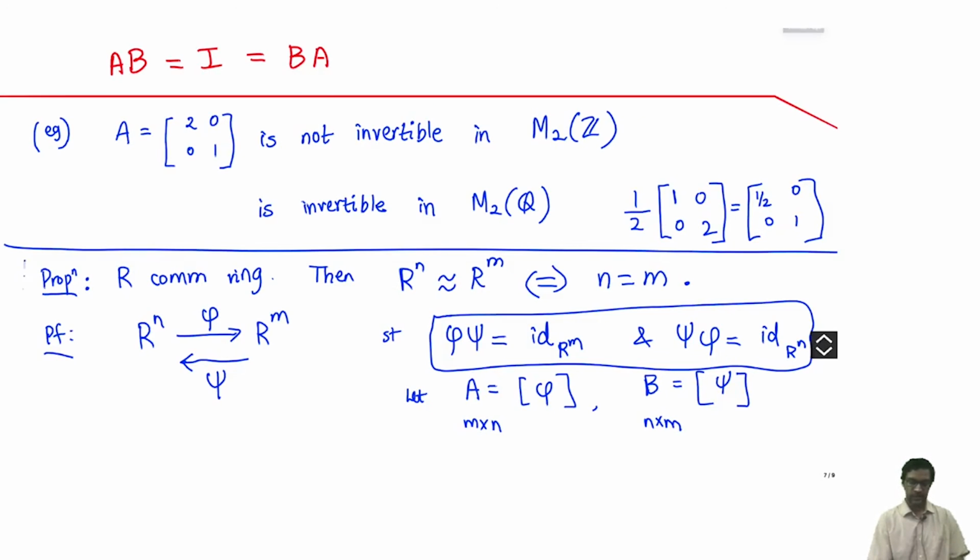So what this proposition proves is that R^m and R^n can be isomorphic if and only if N and M are the same. And this involves the assumption that R is commutative.